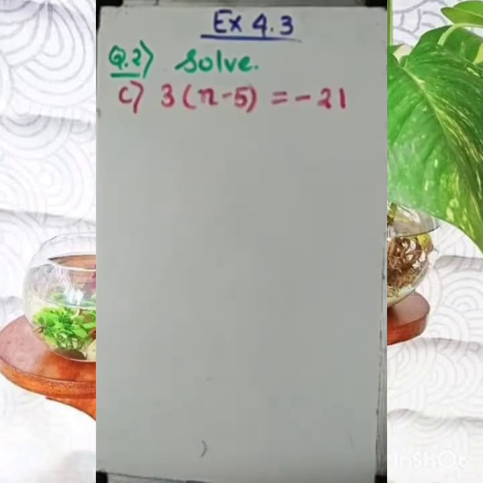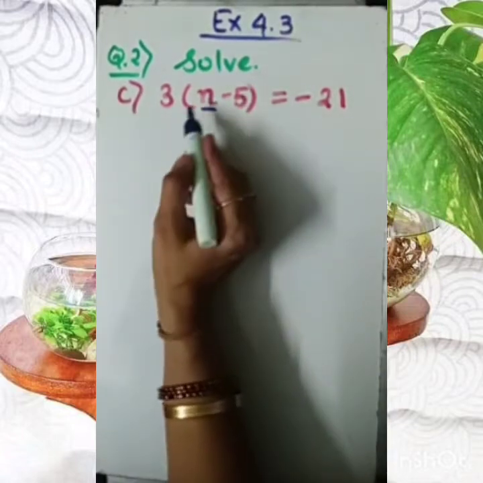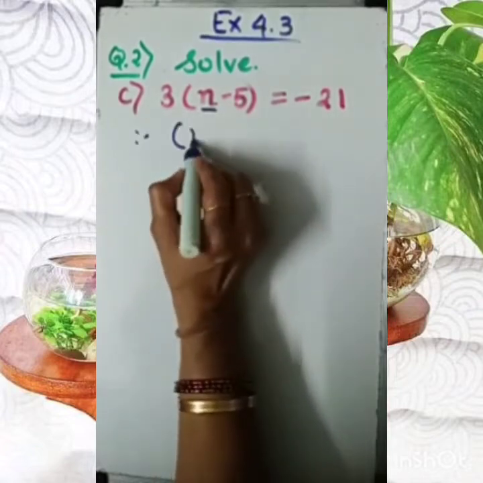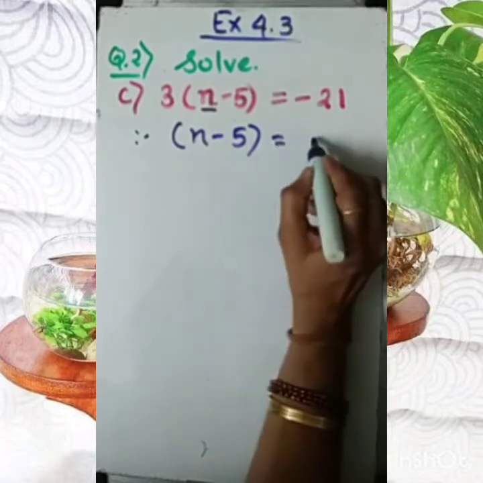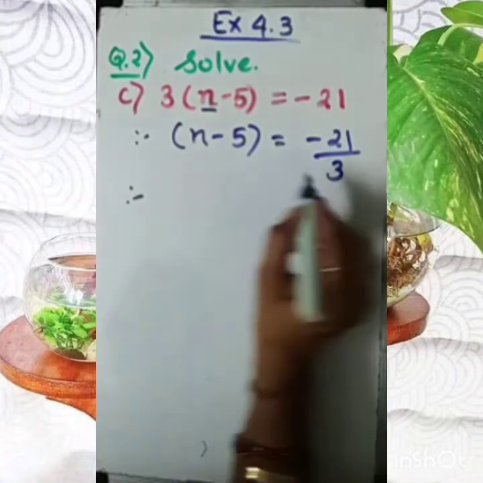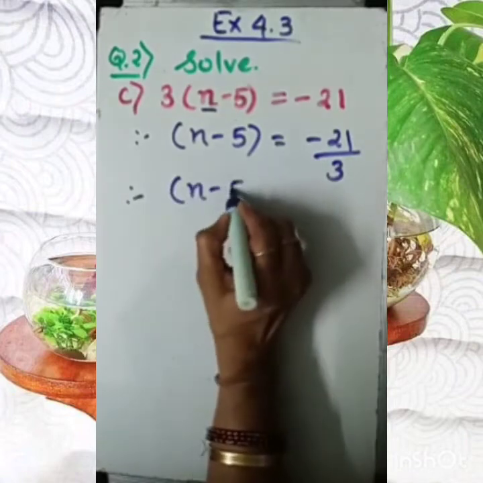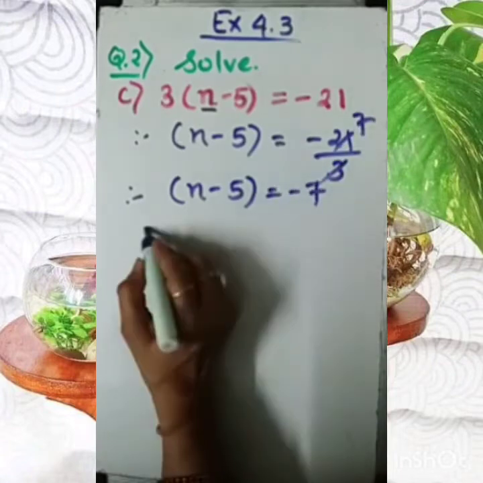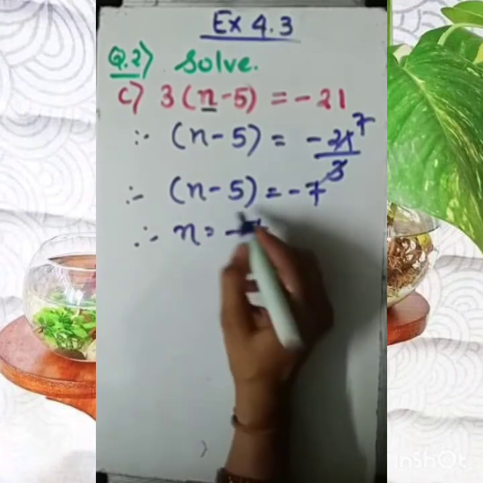So, my dear students, let's see part C of question 2. It is 3(n - 5) = -21. Your unknown variable is n. As the bracket and this number are connected with a product sign, n - 5 I am keeping as it is. And what about this 3? It will be divided by, that is -21 divided by 3. If I simplify it, 3 sevens, so that is -7. So the value of n is -7 plus 5.